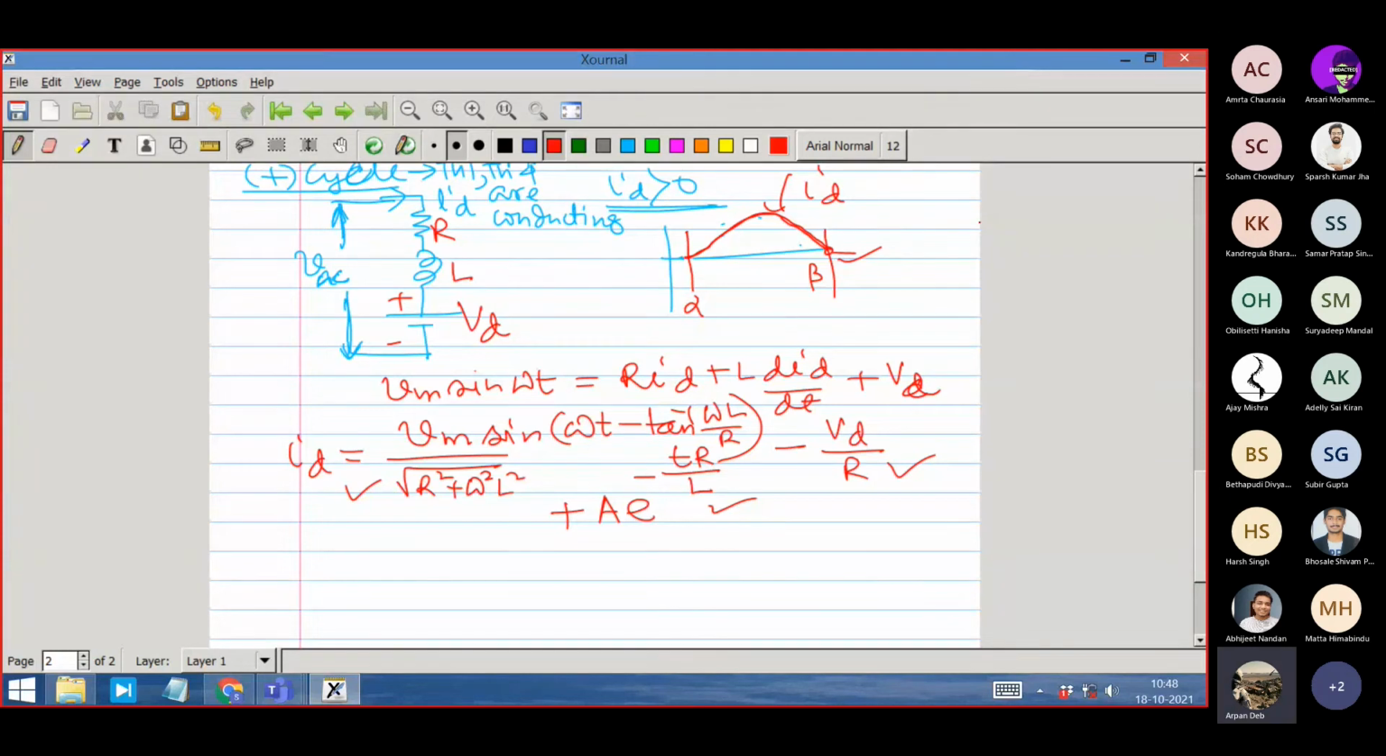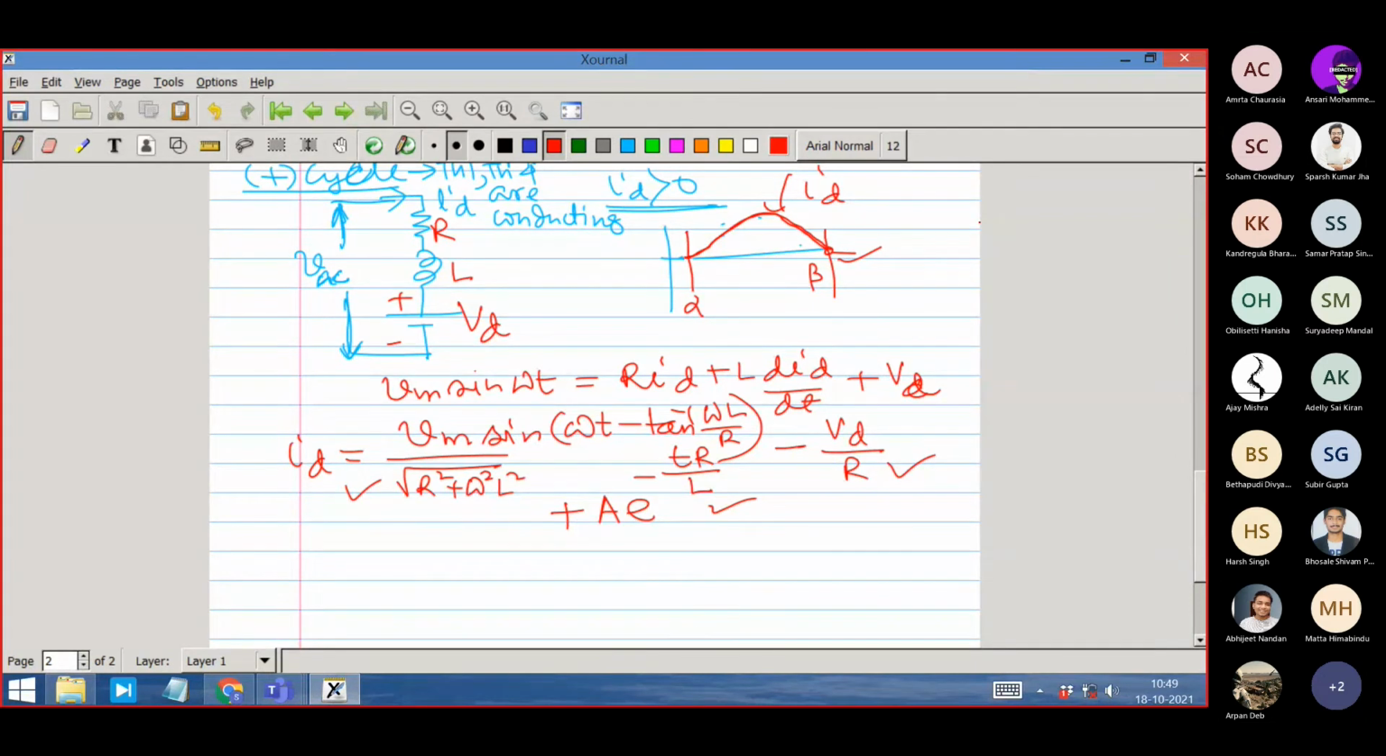Sir, I think the value of A should be Vd by R. We'll see whether it will be Vd by R or not. It is not really so. So this is the general thing I have written. What is the basic way we'll be finding out?